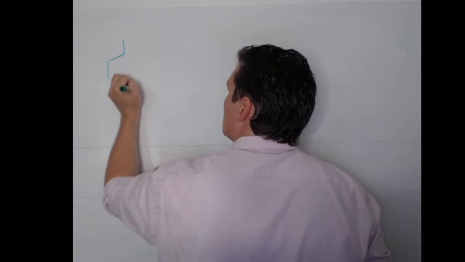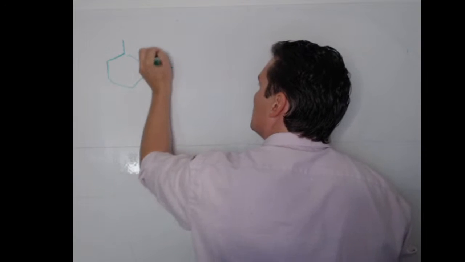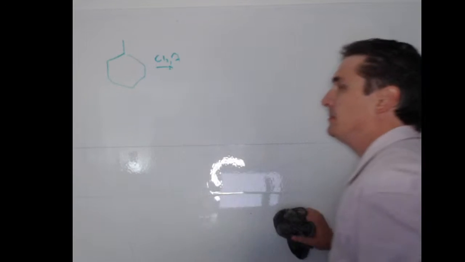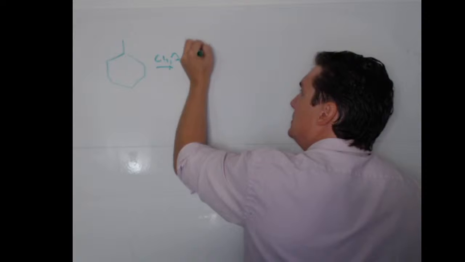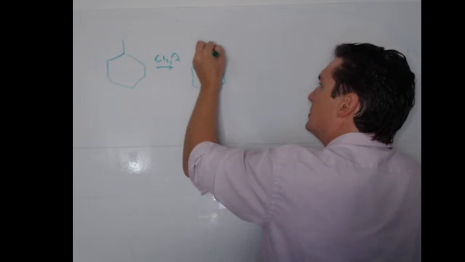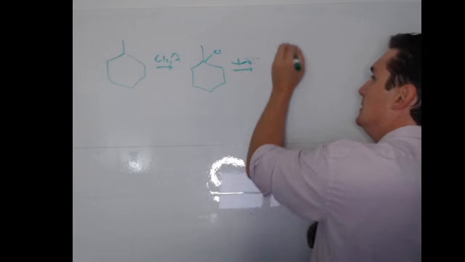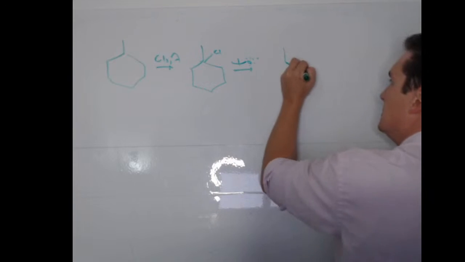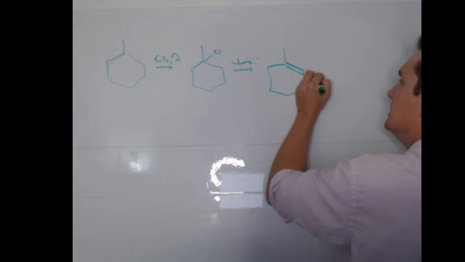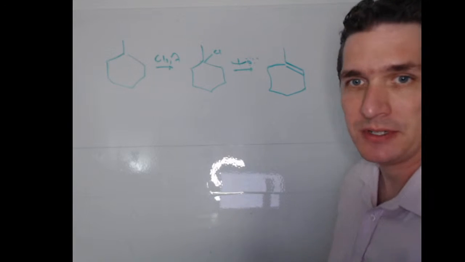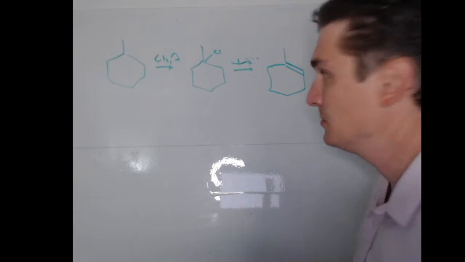You start with methylcyclohexane and you react it with chlorine and light. You're going to assume monohalogenation, and so the first one here is going to be your 1-chloro-1-methyl, and then you use a strong base to eliminate, and this will give you 1-methylcyclohexene. And we're going to repeat this process with NBS or Cl2 and light.